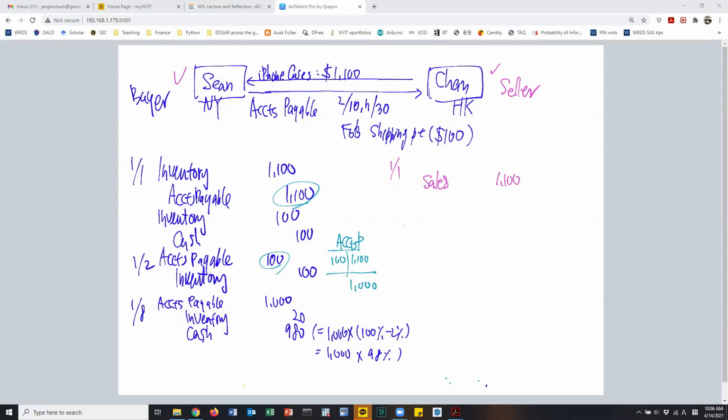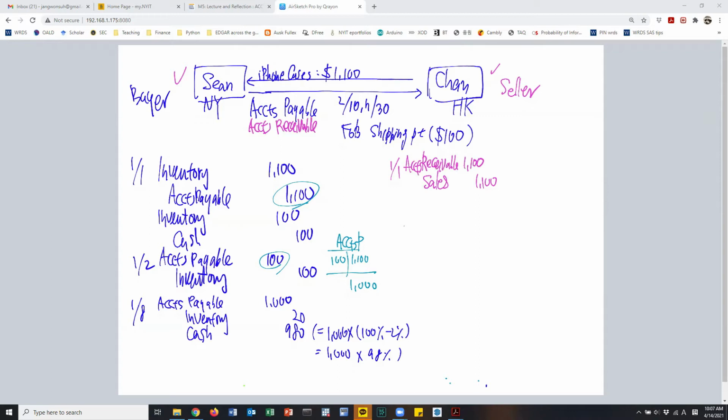Of $1,100. But did we receive cash? No. We need to record accounts receivable, $1,100.